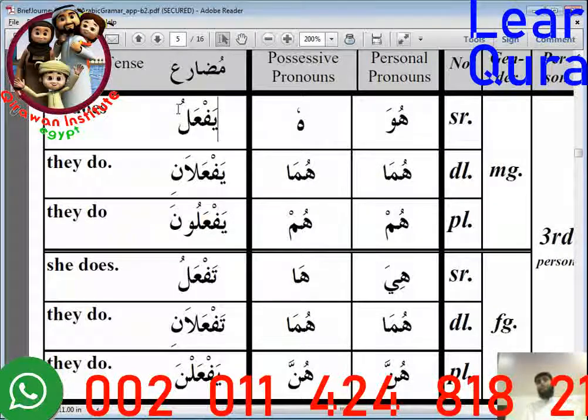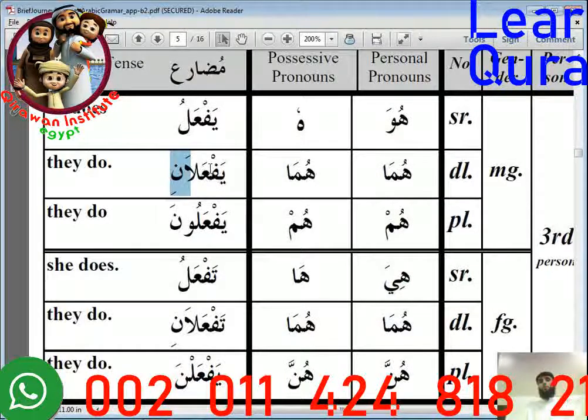So let's take a different example, which is dhahaba. Dhahaba, which means to go. Okay. So the present tense of that would be yadhhabu. Yaf'alu, yadhhabu, meaning he goes or he will go. And if you want to do it for duals, then you just do it like this, and you add an alif and a noon. So it becomes yaf'alani. Yaf'alani means these two males, they will do something or they are doing something.